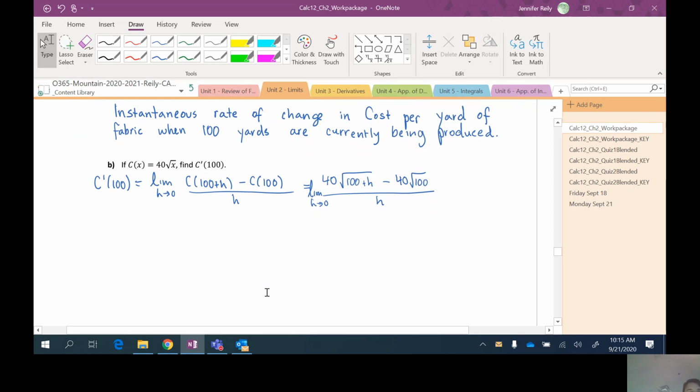And simplifying that a little bit more, the limit as h goes to 0 of 40 square root of 100 plus h minus 400, all over h. And in this case, I would use our multiply by the conjugate strategy, because I have a square root. So I'm going to multiply the top by root 100 plus h plus 400, and the bottom by the same.